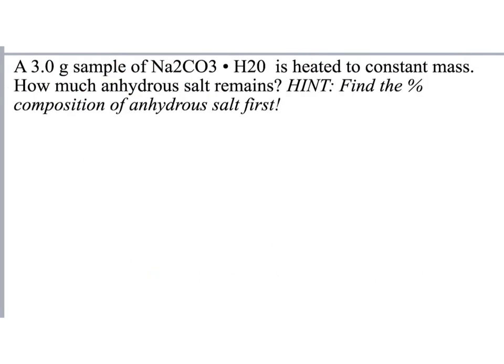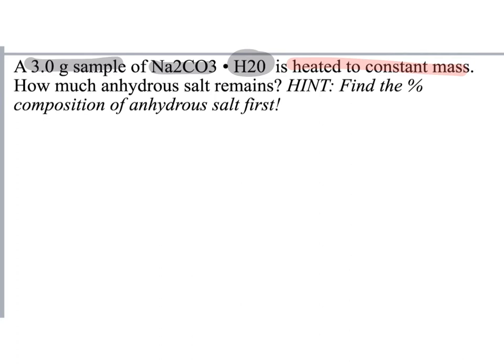For our last example, we are going to have a 3-gram sample of Na2CO3 hydrated with just 1 mole of water. So there's not multiple of these, there's just 1 mole. And it says it's heated to constant mass. This constant mass here is telling me that I have reached my anhydrous salt because no more water is leaving the system. And it wants to know how much anhydrous salt remains. So what we're trying to find here is what mass of anhydrous salt do we have left?